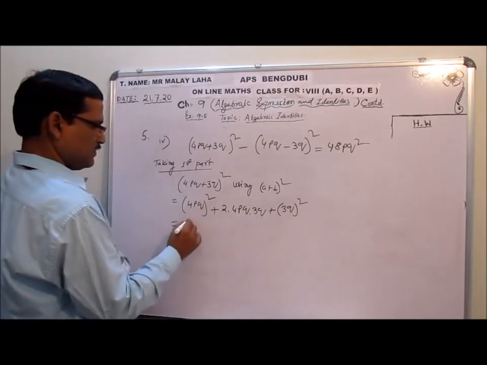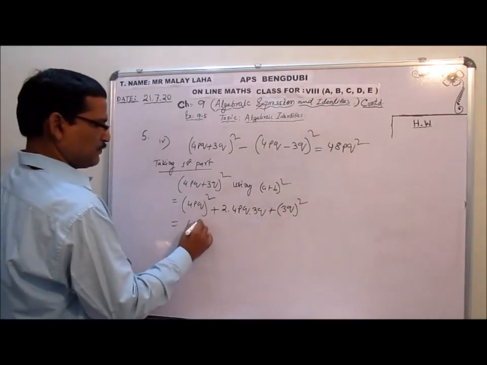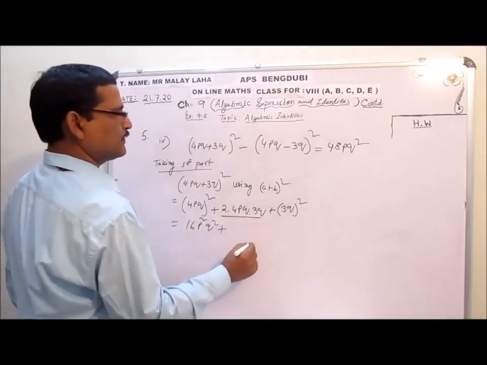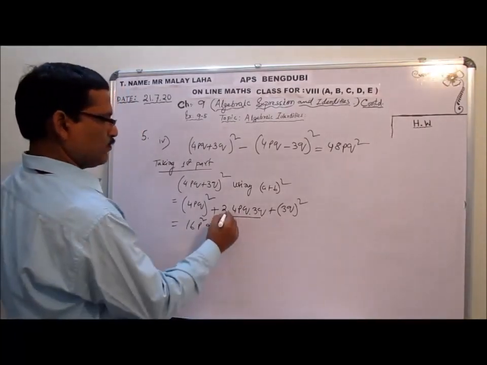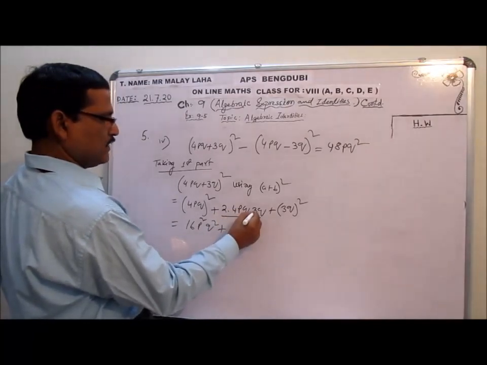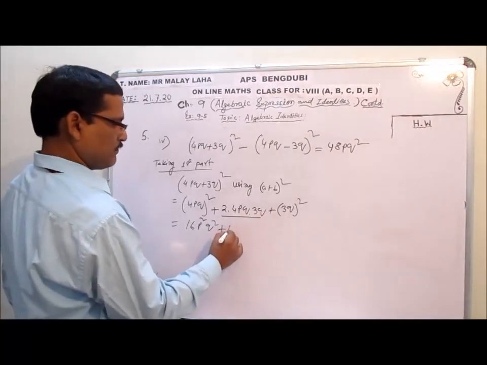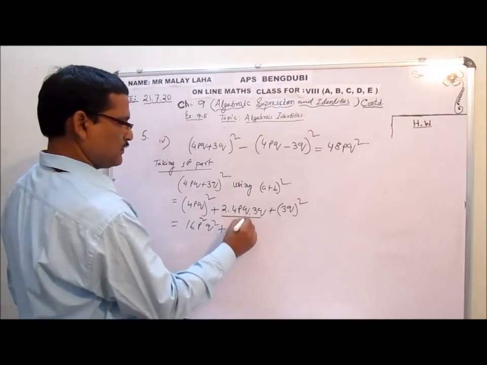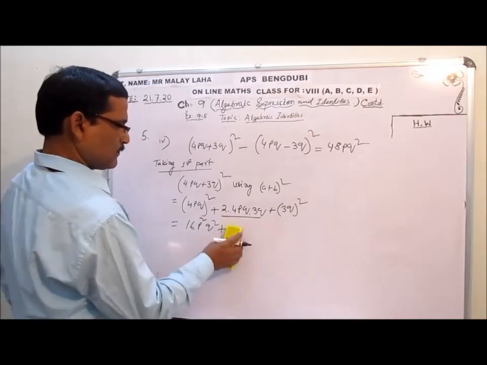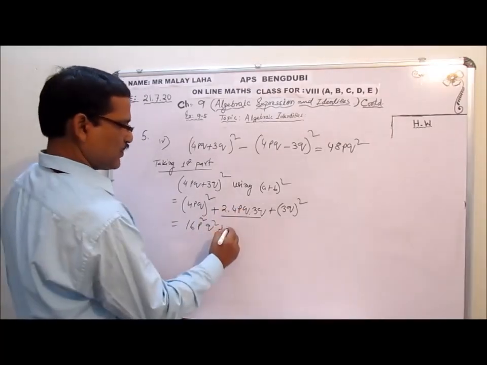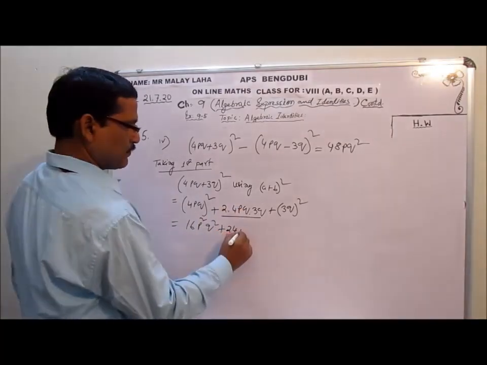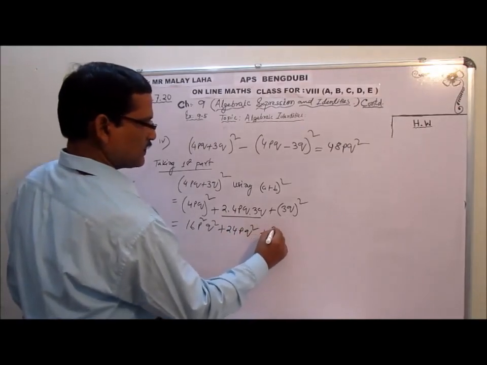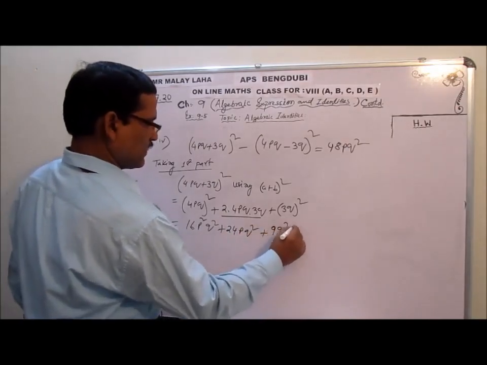What is the answer? It will be 16 p square q square plus, what is the result? 2 4 is 8, 8 3s are 24, so 24 p q square, plus 3 3s are 9 q square.